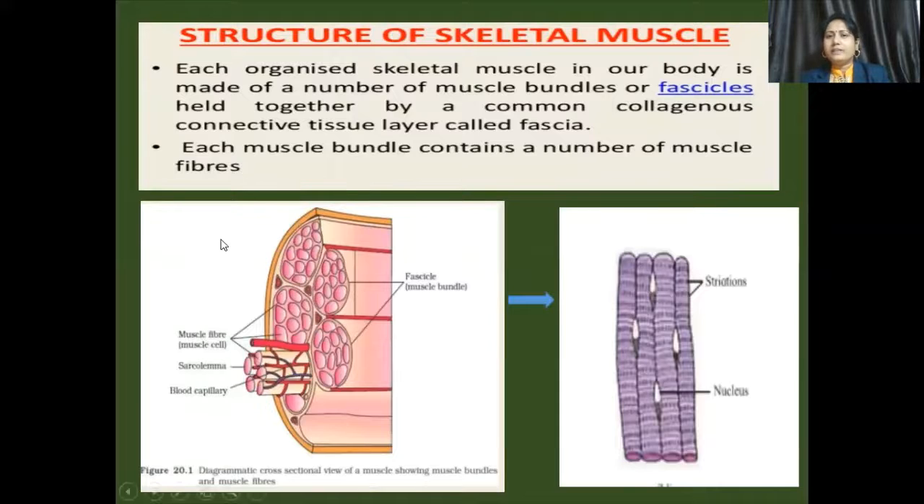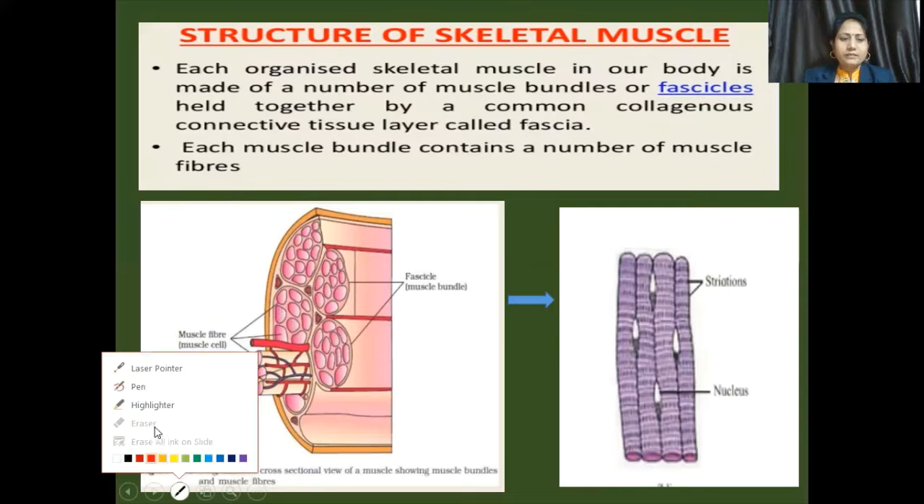मग स्केलेटल मसल मध्ये स्ट्रक्चर काय आहे बघा. या ठिकाणी पहिल्या डायग्राम मध्ये स्केलेटल मसल दाखवलेले आहेत, बंच मध्ये दाखवलेले आहेत. त्याला काय म्हटलेले आहे बघा. Each organized skeletal muscle in our body is made up of a number of muscle bundles or fascicles. इथे दिसतात बघा, बंडल पूर्ण दिसतोय. ठीक आहे. मसल बंडल किंवा त्याला काय म्हटलेलं आहे, फॅसिकल. Held together by a common collagenous connective tissue layer called fascia. इथं कंप्लीट हे बंडल दिसत आहे सर्कल मध्ये, आणि या सर्कल मध्ये बघा आपण इथं बघूया.